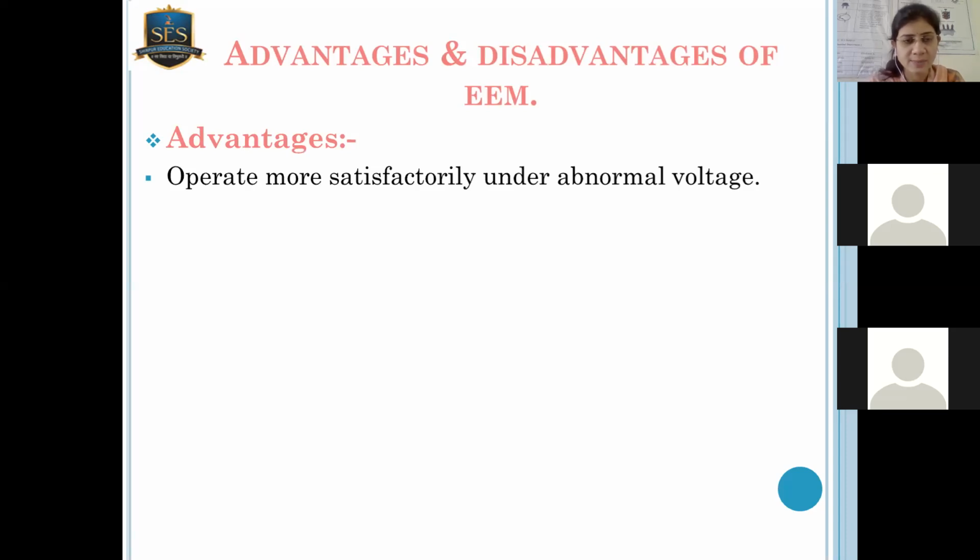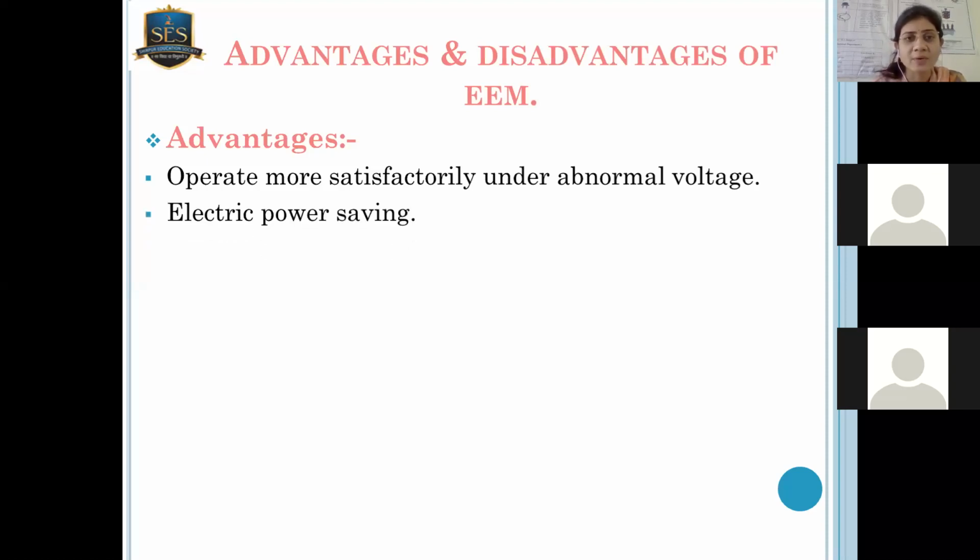In some cases, because of the maximum demand, fluctuations happen. There is variation in the load. So if there is voltage fluctuation and load variation, that type of motor, the energy efficient motor, can operate more satisfactorily. If there is fluctuation in the voltages, then it can operate satisfactorily.